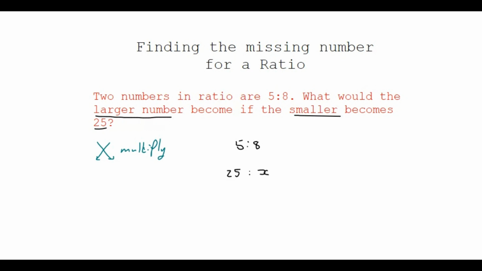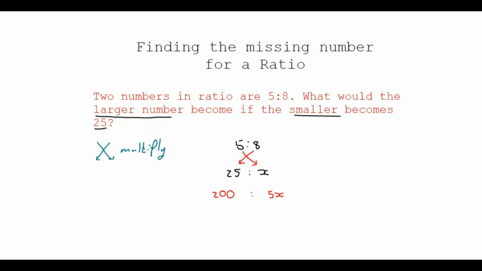And what I mean by cross multiply is you're going to cross over. Okay, so 5 multiplied x gives us 5x. And 8 multiplied 25 would be 200.